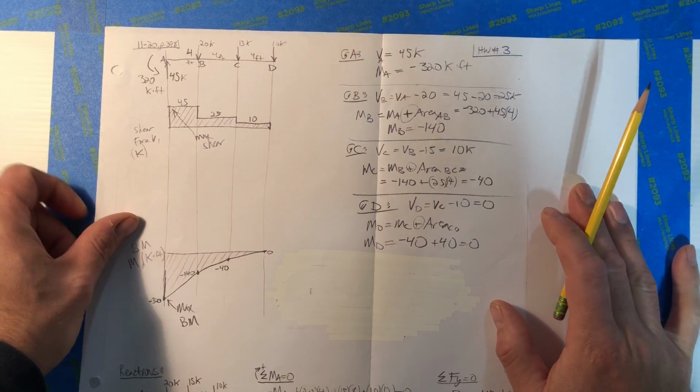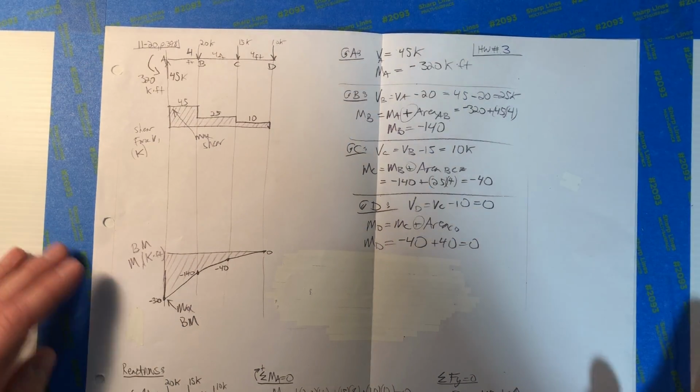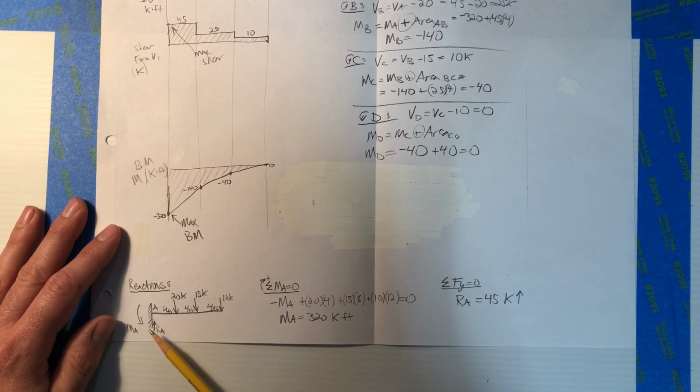Okay. Number 3 was a cantilevered beam, just like we did in class. The one in class I think had 2 loads. This one has 3. The first thing you've got to do is the reactions.